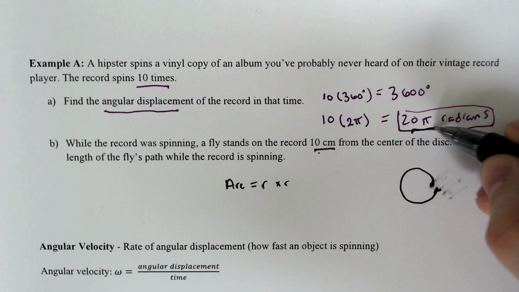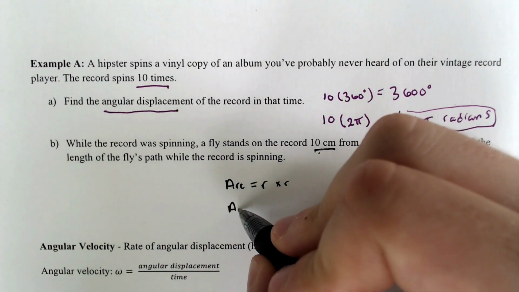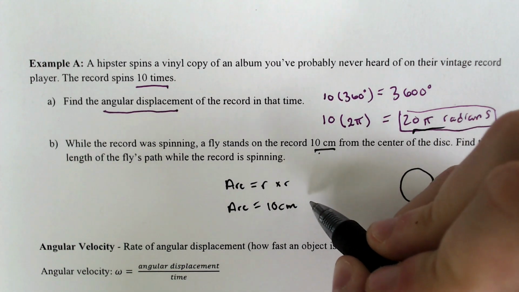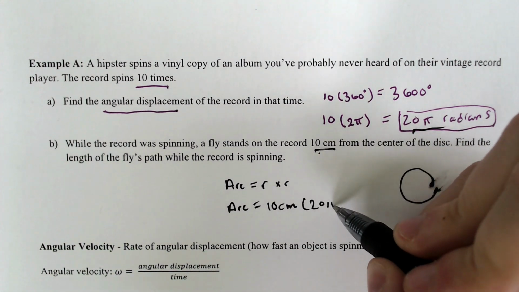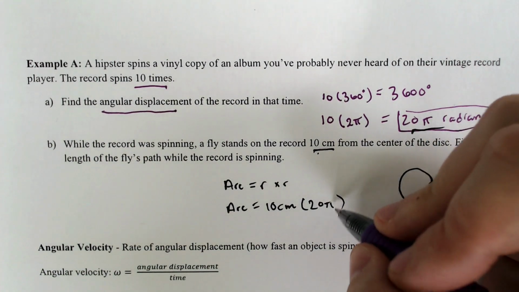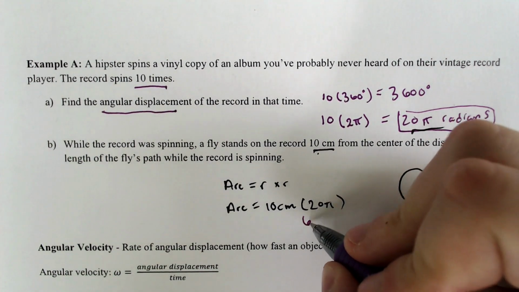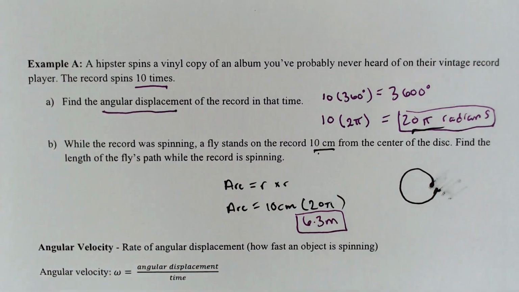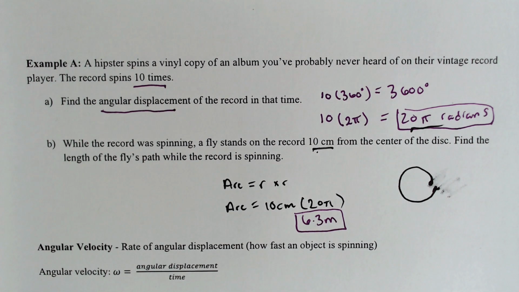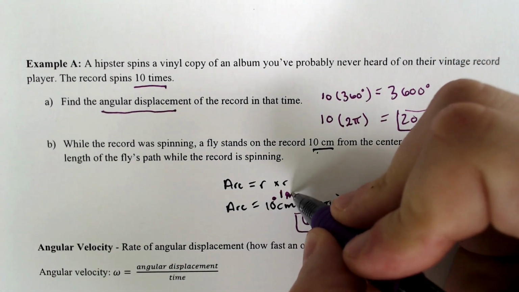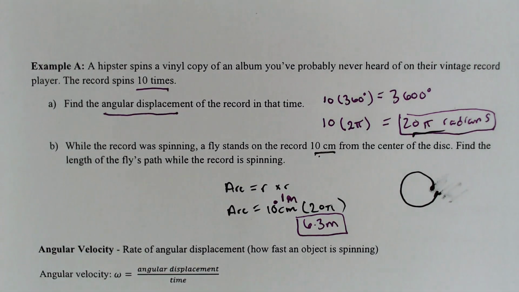And we found out our radians was 20 pi, so our arc would equal our radius, which is 10 centimeters, times our radians, which is 20 pi. And then when you multiply those together, you end up with, if you use 3.14 for pi, 6.3 meters. That fly has taken a journey. By the way, probably should convert that to 0.1 meters. Just realized centimeters.